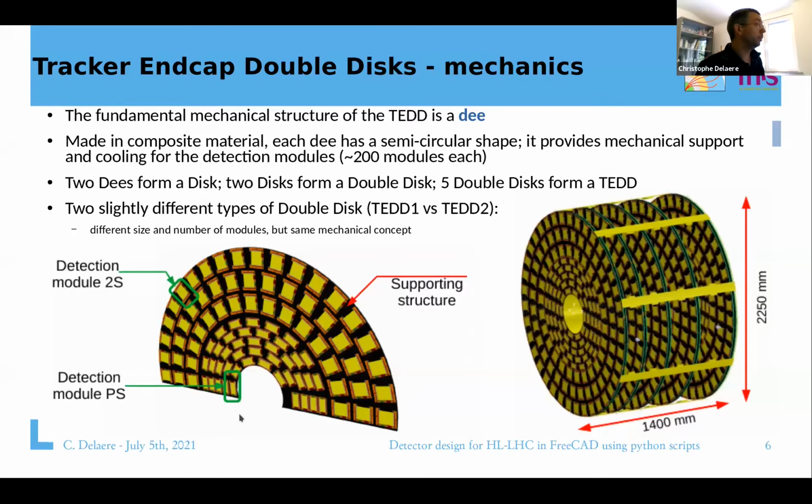So two Ds form a disk, then two disks form a double disk, and you need 5 double disks to make a TED. And you have two types of these, what we call TED1 and TED2. They are slightly different because of their inner radius. What you see here is the TED1 for the two first double disks, and we have TED2 with a larger inner radius for the last 3 double disks. So that's the device we need to build.